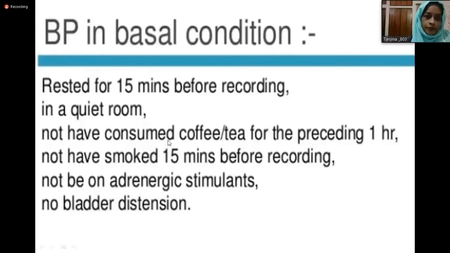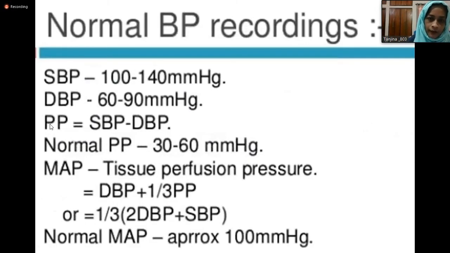Blood pressure should be recorded in a calm and quiet room, with the patient kept rested for 15 minutes before recording, and avoid tea, coffee, or cigarette smoking for at least 1 hour. Normal blood pressure systolic is 100 to 140 millimeter mercury, diastolic is 60 to 90 millimeter mercury, and pulse pressure is the difference between the systolic and diastolic blood pressure.